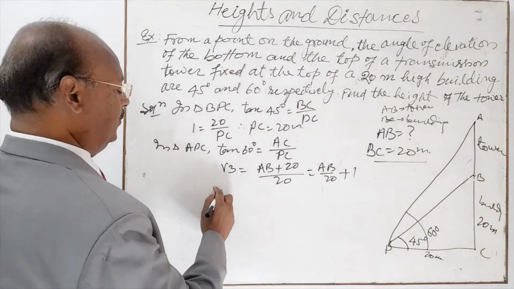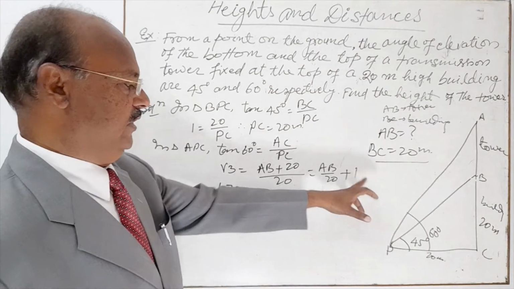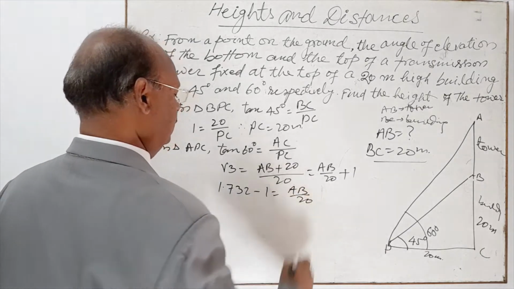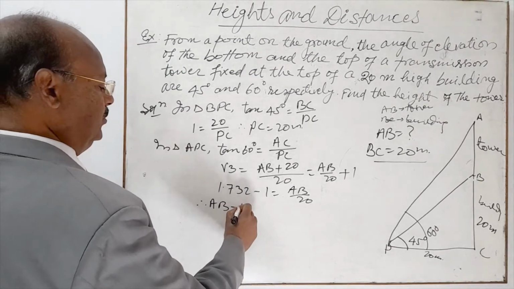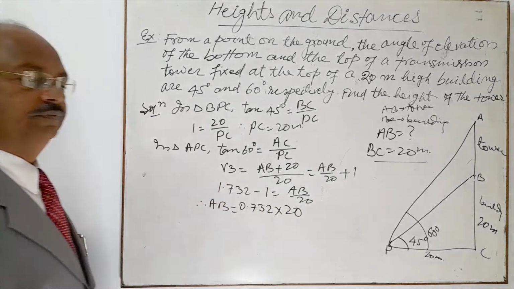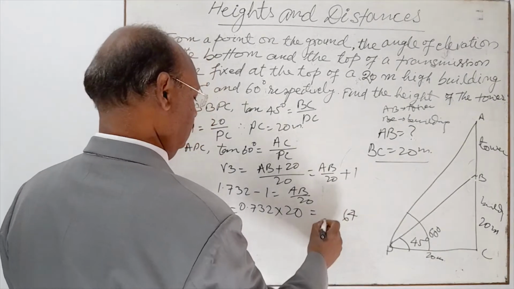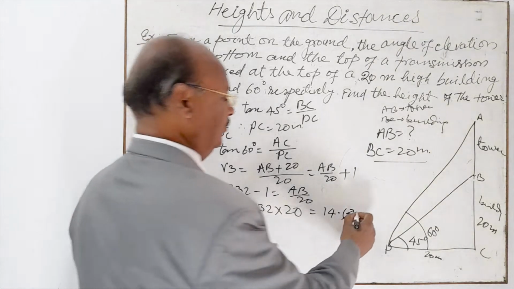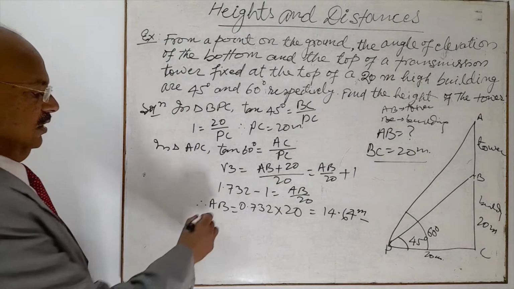And you know the value of root 3 is 1.732. Transposing the 1 to the left-hand side, 1.732 minus 1 is equal to AB upon 20. So therefore AB is equal to 0.732 into 20, which is equal to 14.64 meters. This is the height AB.